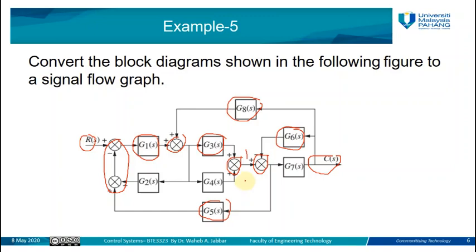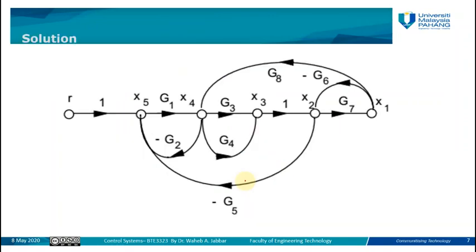So if you can see here, the representation for the signal flow graph will be like this one. We have the input node, which is RS. We have this node, we call it X5. Then we have the second summing junction, we call it X4. And we have another summing junction, we call it X2. Here we have the output node. And we can see how we represent the branches with their transfer function or gain value.